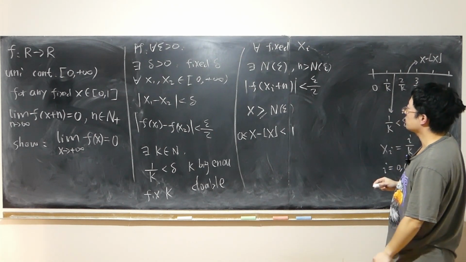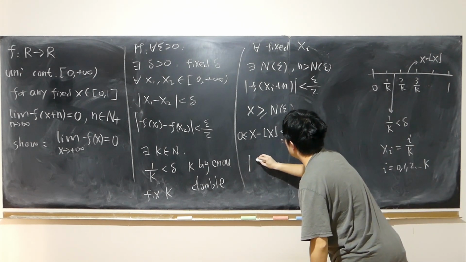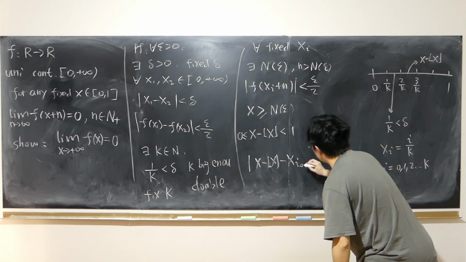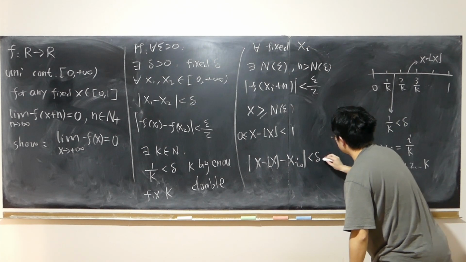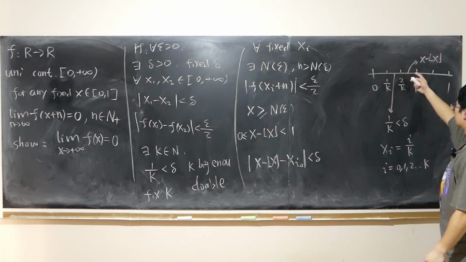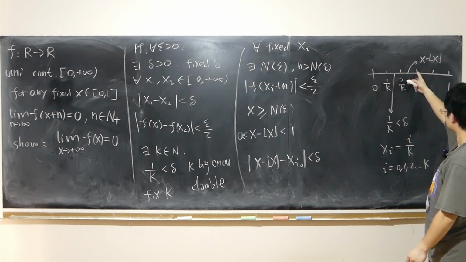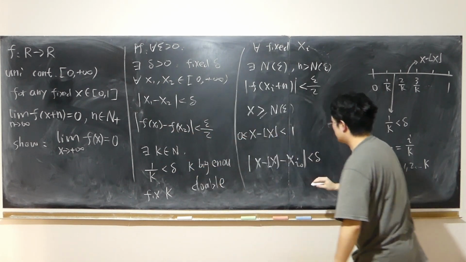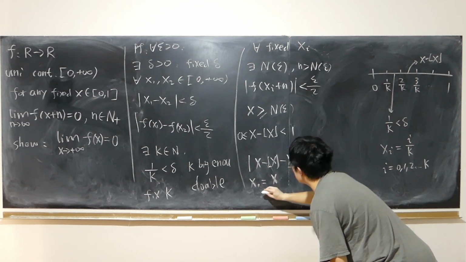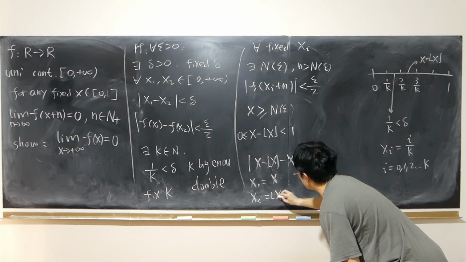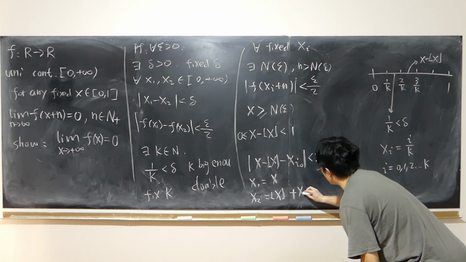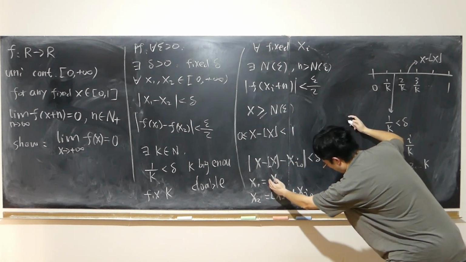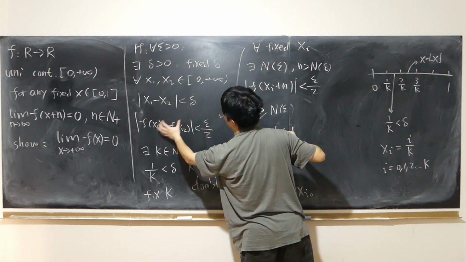For example, let me use the absolute value of x minus the floor of x and minus some xi naught, that's fixed, is really smaller than delta. Smaller than 1 over k, smaller than delta. Perhaps this xi naught, this point. So in this case, I can let x1 be x, and I let x2 be floor of x plus xi naught. So x minus floor of x minus xi naught, meaning x1 minus x2. As long as the absolute value of x1 minus x2 is smaller than delta, I can have this inequality.